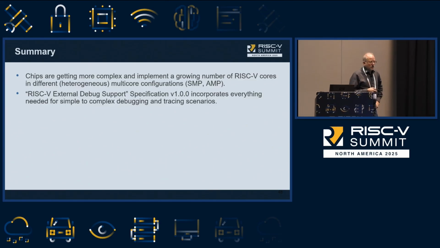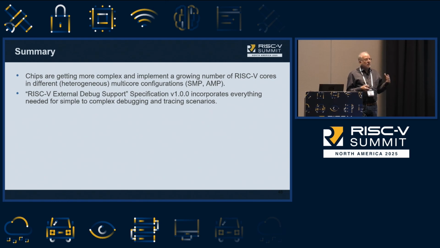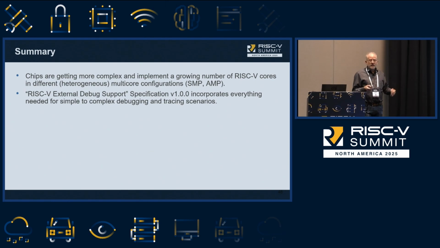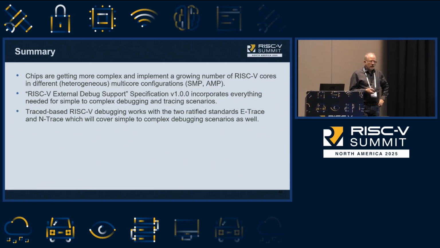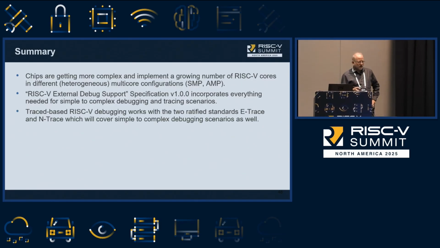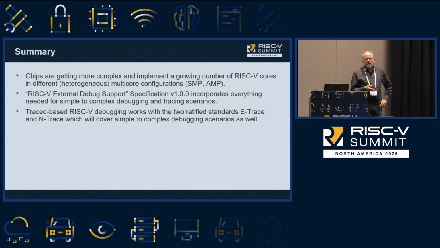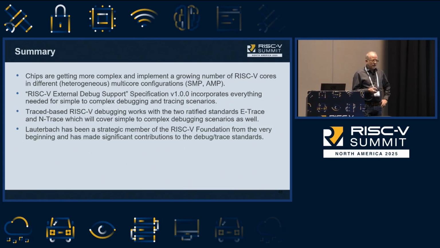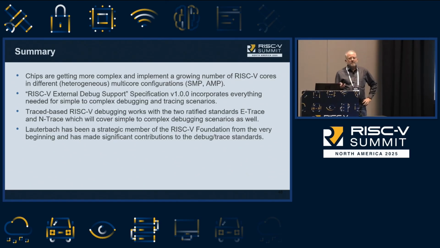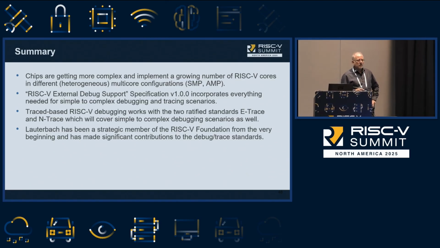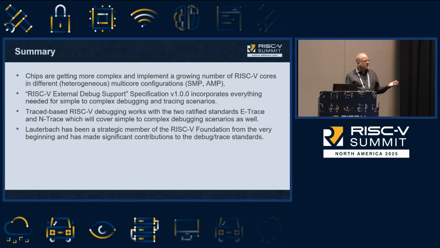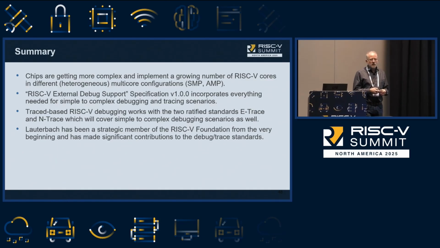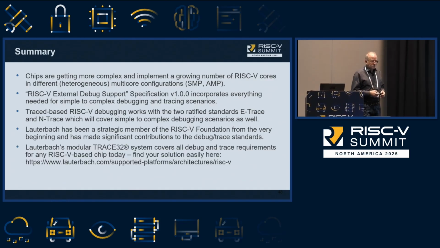Debug is going to become more difficult. So the debug specification is very flexible. It can scale from the low end to the high end, including heterogeneous environments. We now have the two trace standards, E-Trace and N-Trace. Those will help you find those bugs that are happening in real time that you need to figure out. We have been very supportive of this, trying to make sure that our customers, your customers, or you are successful in finding your bugs as efficiently as you can.